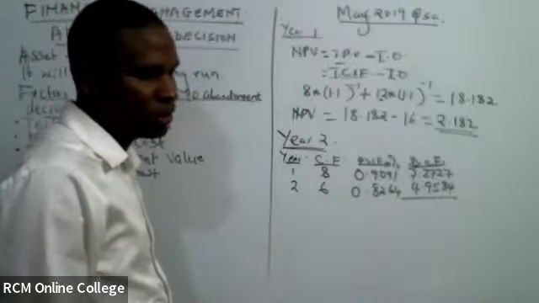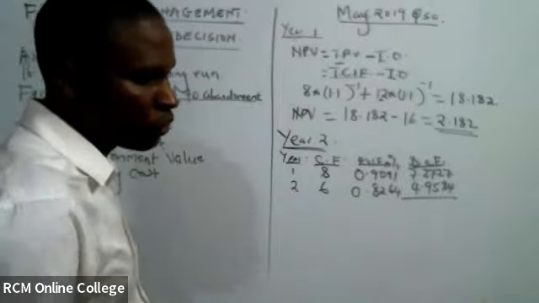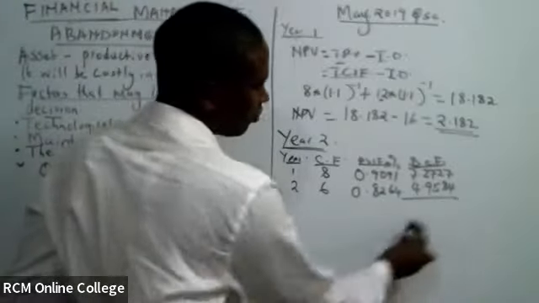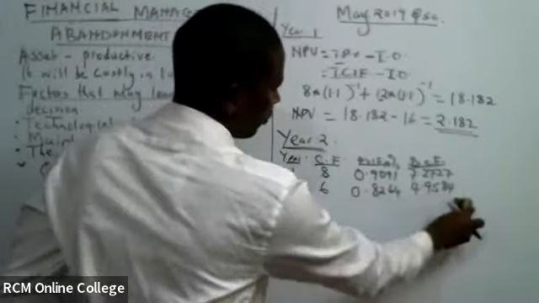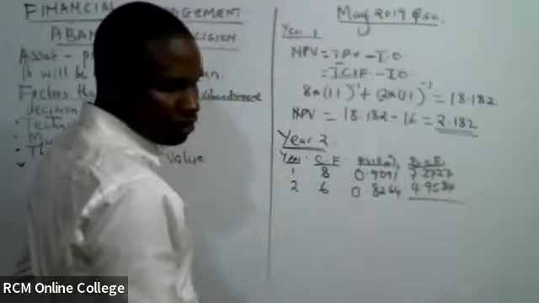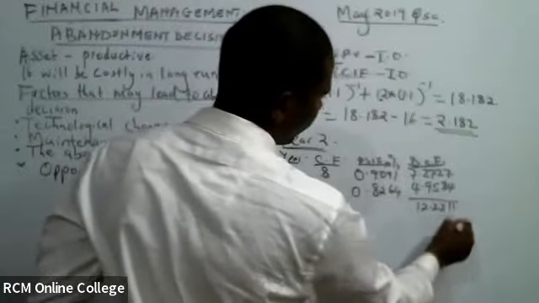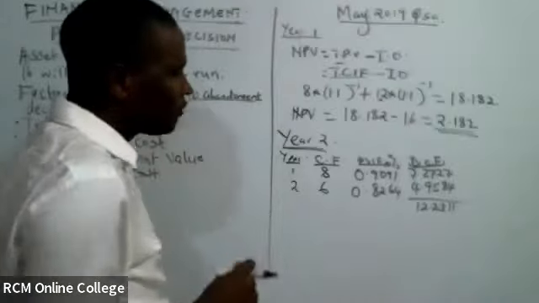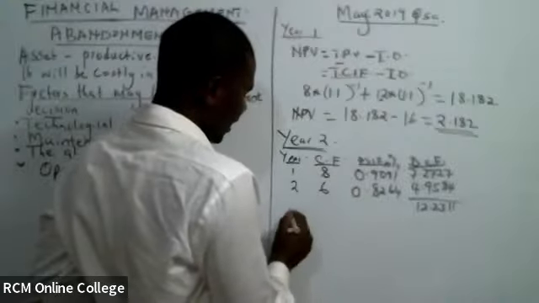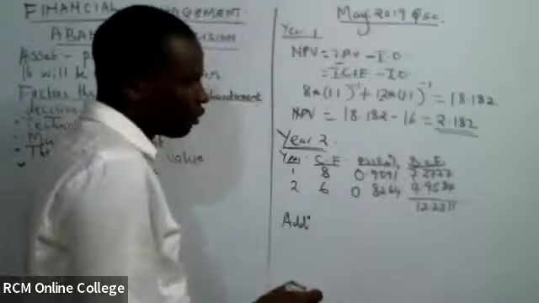What shall we get? When you add the two, what shall we get? Please add the two. We see what we shall get when we add the two. 12.2311. 12.2311. Plus, that is the inflow. That is the inflow for the cash flow. Then we add that of the abandonment value.